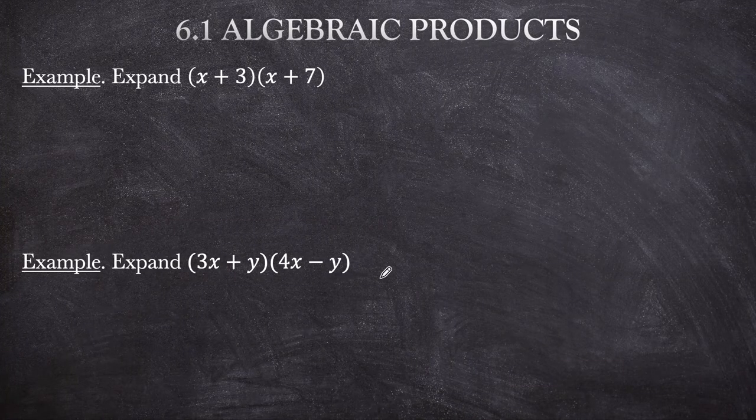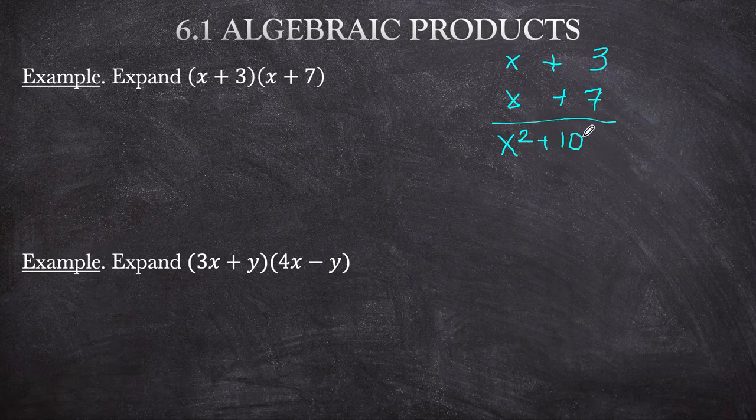So let's have x plus 3 times x plus 7. Sorry about that. So let's write it down. x times x is going to give us x squared. x times 7 is 7x, plus 3 times x is 3x. So 7x plus 3x is going to give us 10x as our middle term. And 3 times 7 is going to give us 21. And this is our expanded trinomial.